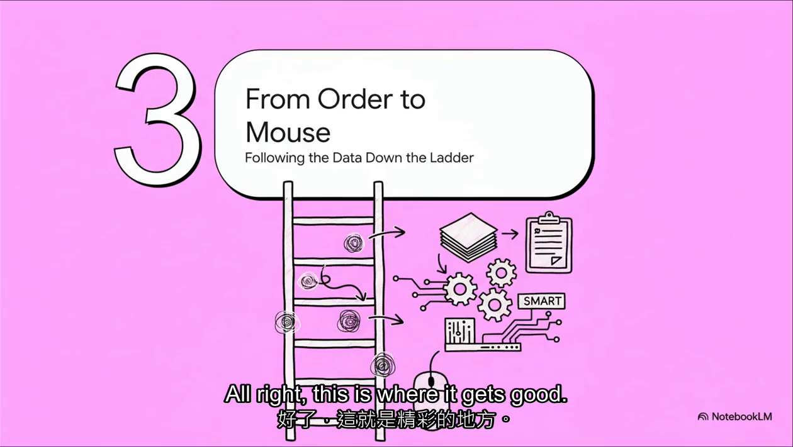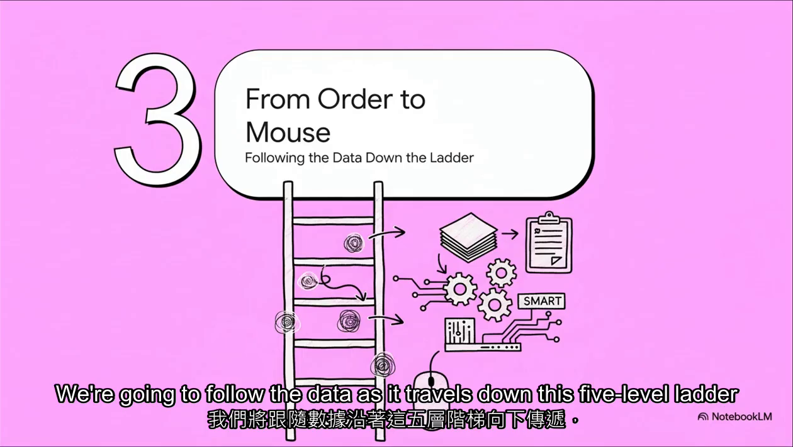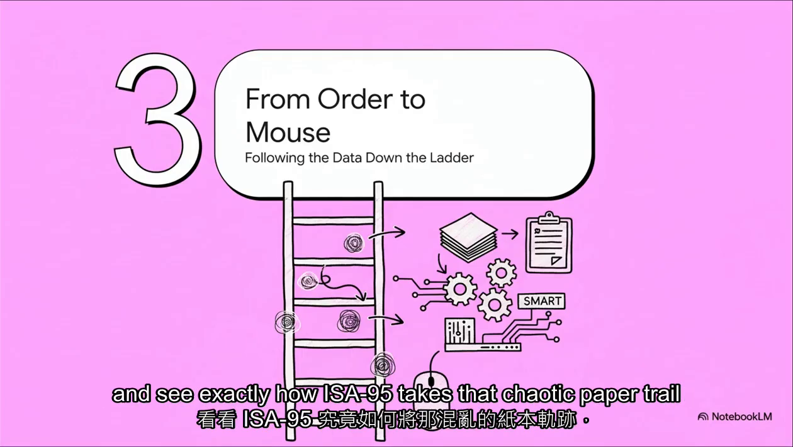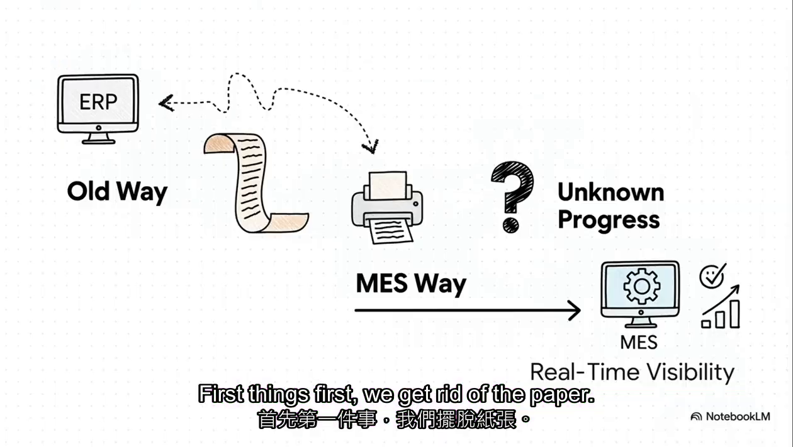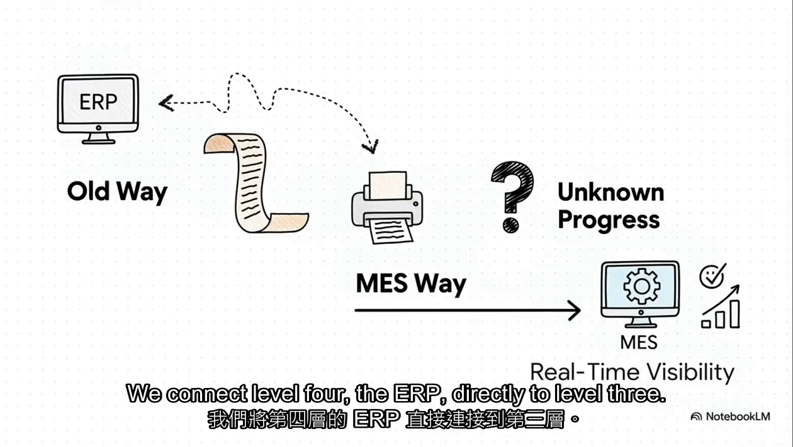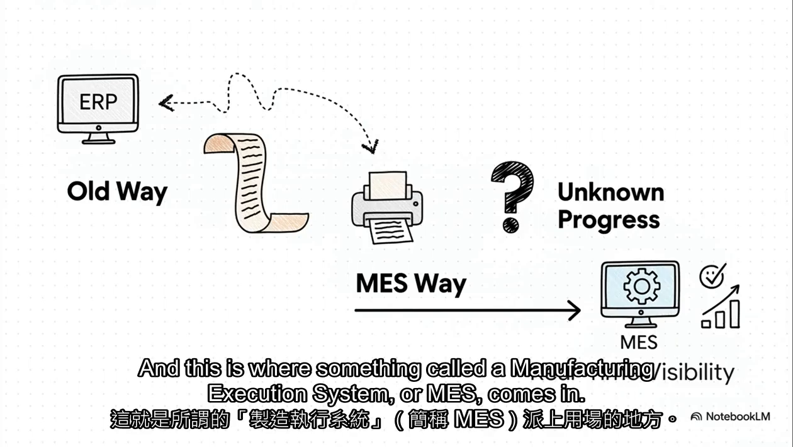All right, this is where it gets good. Let's go back to our big order of computer mice. We're going to follow the data as it travels down this 5-level ladder and see exactly how ISA 95 takes that chaotic paper trail and turns it into a smart, visible process. First things first, we get rid of the paper. We connect level 4, the ERP, directly to level 3. And this is where something called a manufacturing execution system, or MES, comes in.